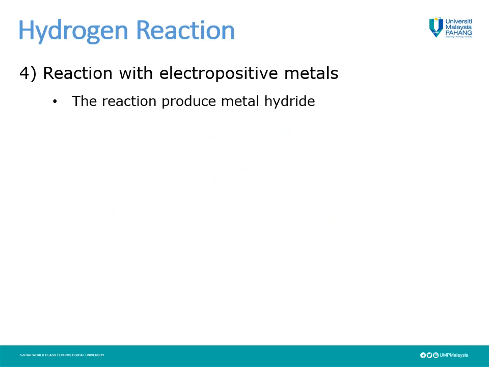So the fourth reaction is reaction with electropositive metals. The electropositive metals are located on the left side of the periodic table. So the reaction will produce metal hydride. Let's say here the example we have lithium in reaction with hydrogen, it will form lithium hydride, the metal hydride. So here we have 2 and 2.